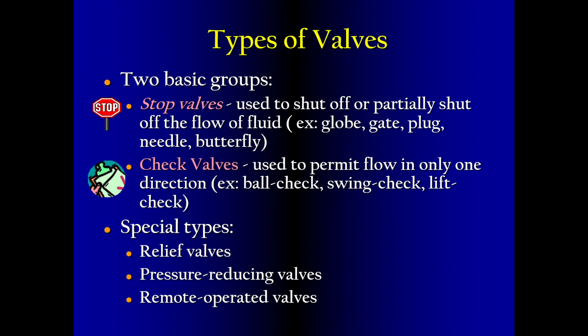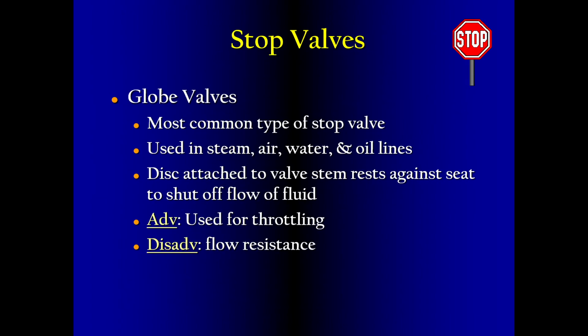The second one is the check valve. It is used to permit flow in only one direction. Examples are the ball check valve, swing check valve, and lift check valve. Then we will discuss the special types: relief valve, pressure reducing valve, and remote operated valve. First, we will discuss the stop valves. The first type is the globe valve.